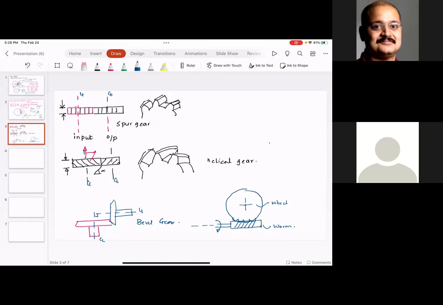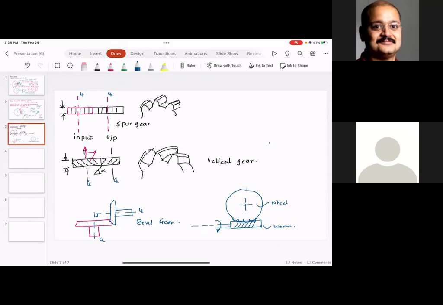So these are some of the gears that we are going to study when we study gear design. We are going to start with the spur gear design. Then we are going to extend to the helical gear design. Then we are going to study the bevel gear design. And then we are going to study the worm wheel design.